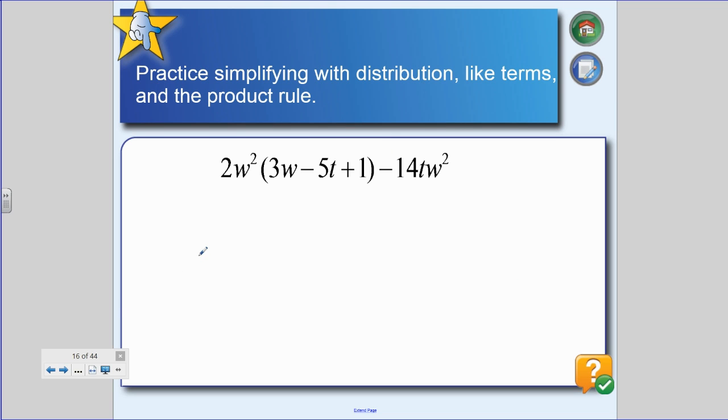All right, last one here. Let's see if we can multiply 2w squared times, in parentheses, 3w minus 5t plus 1, subtract 14tw squared. Interesting. Go ahead, give it a shot.